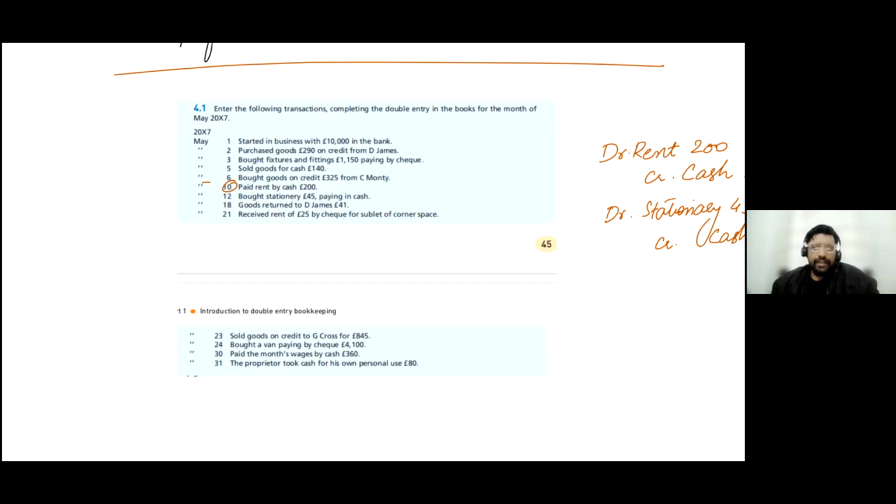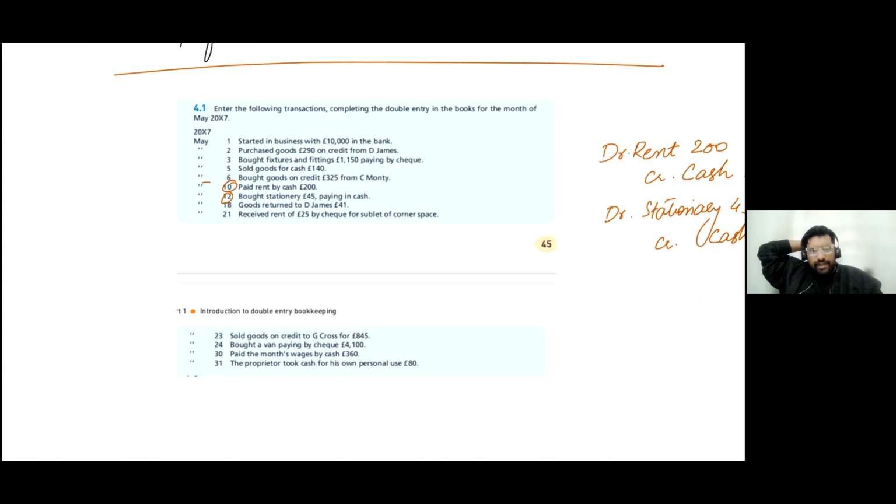Then we have goods returned to D. James. So purchase return credit and D. James debit. Purchase return credit because our stock was decreasing, and D. James debit because our liability is decreasing. Okay, so we return some of the goods to D. James. Now we are not going to pay him for the goods that we returned, so our liability is decreasing.